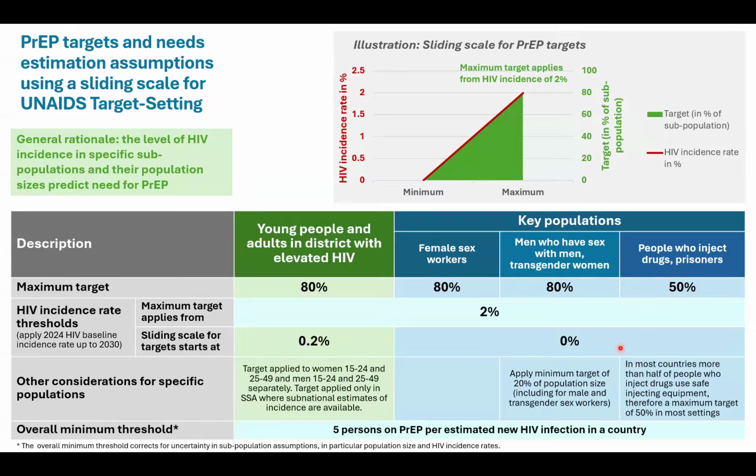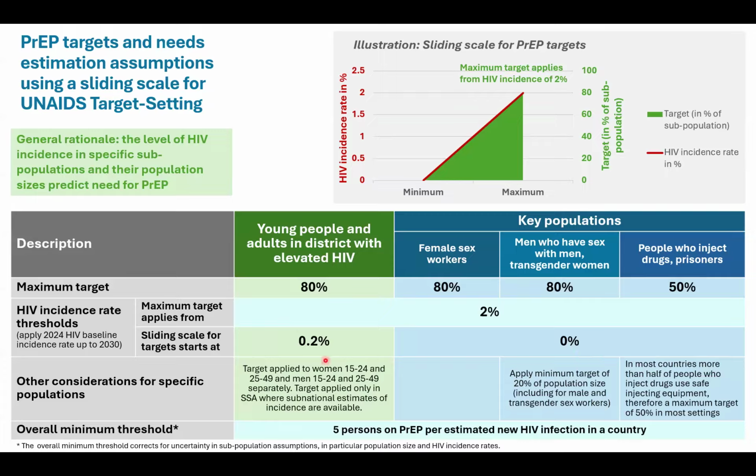So for people who inject drugs, the maximum is a bit lower because in most countries, more than half of people who inject drugs are using safe injecting equipment. And so we want to deliver PrEP to the people who are still in need of prevention services, those people who are not receiving safe injecting equipment. Now, in each of these populations, the maximum coverage target applies if HIV incidence is 2% or higher. And then the minimum might vary. So for young people and adults in districts with elevated HIV, the minimum is 0.2%, while in key populations, we want to cover people as long as there's any incidence whatsoever.